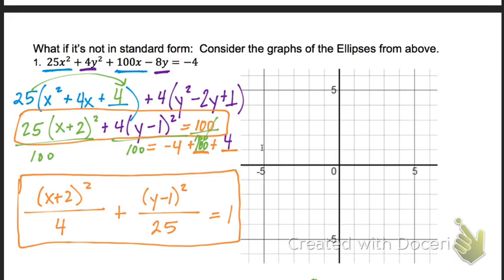So where will my center point be? So -2, 1. And how many do I go left and right? 2. Left 2, right 2. And then how many do I go up and down? Down 5. Up 5, down 5. So what kind of parabola is this? Vertical.